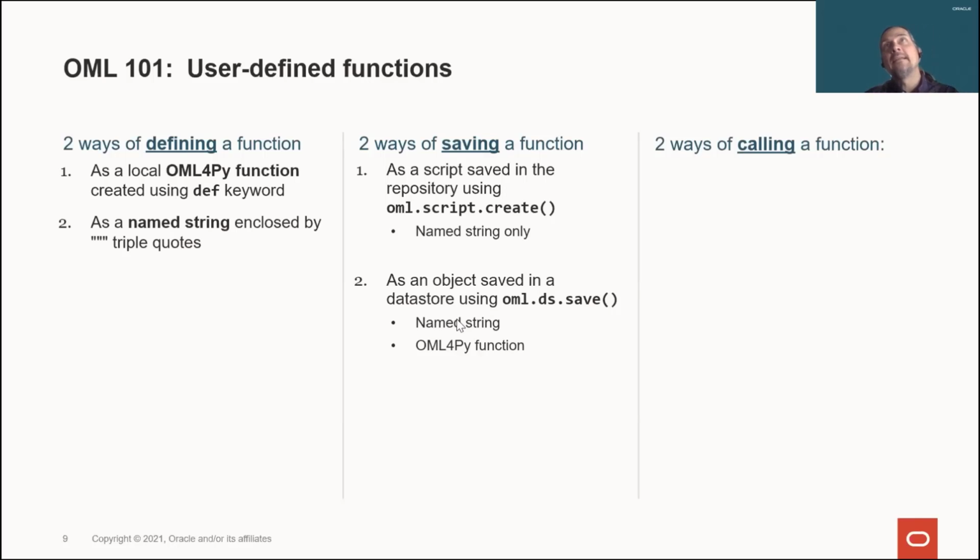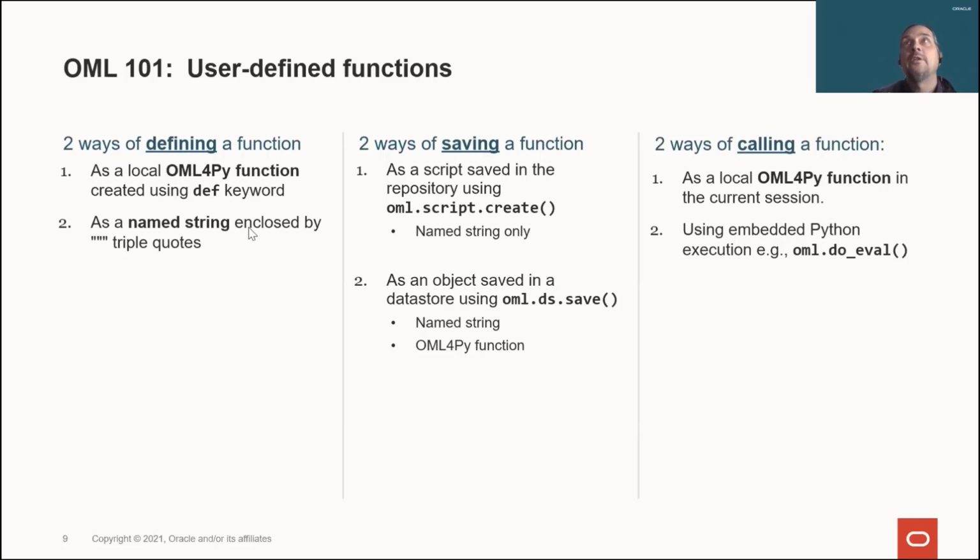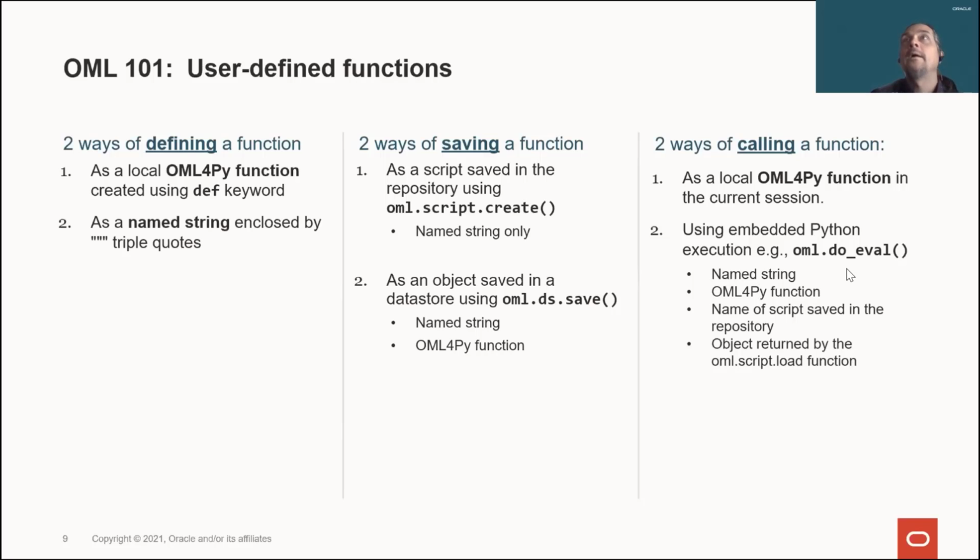The last piece of this is, how do we call those functions? We can actually call it as a local Python function, and that's what you're doing with this defined function. With the name string and with the name function, you have some other options. You have an OML do eval, which does some embedded Python execution. With do eval, you can include the name string. I'm going to show you examples of all these in the next slide. You could use the Python function, or you could use the function that's saved to the script repository. And all of those work with do eval, okay?